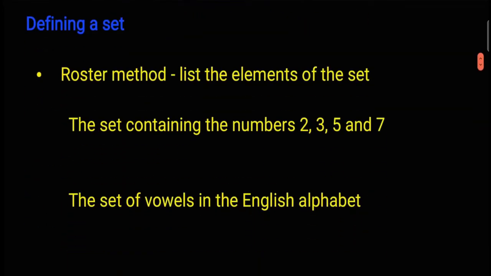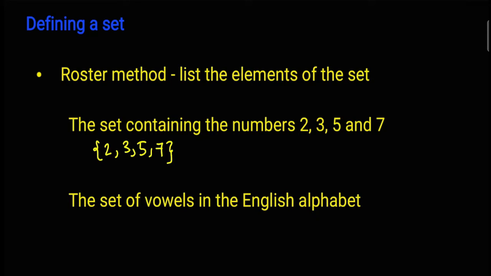Now, to define a set, we usually have two methods, either the roster method or the rule method. Roster method is simply listing of the elements of the set. So, when we write a set, we usually use the set builder notation or the open-close braces. So, we simply write the elements 2, 3, 5, and 7 inside the braces. So, we write an open brace, then 2, 3, 5, 7, close. That means every element is identified and separated by the comma.